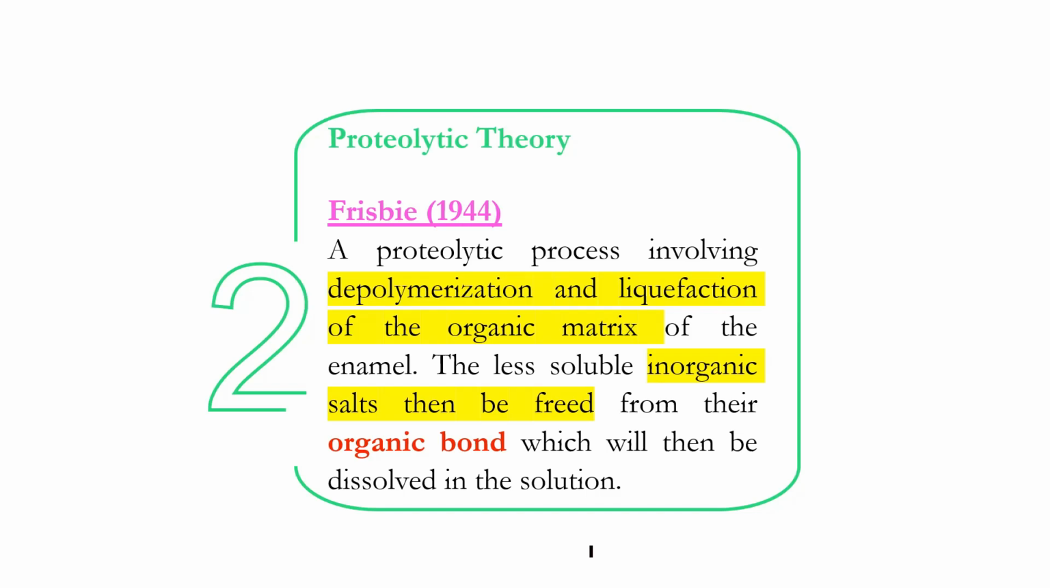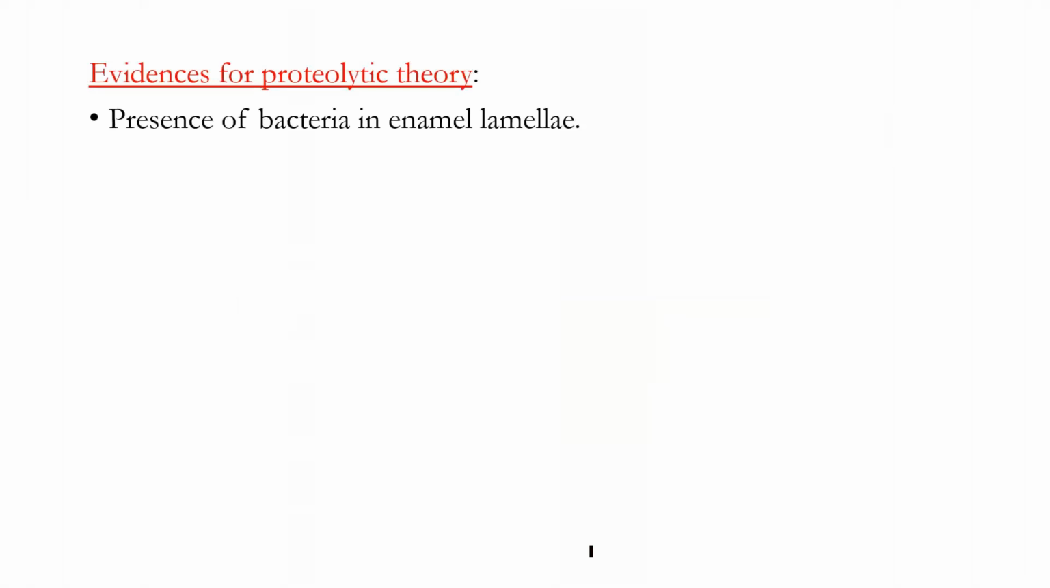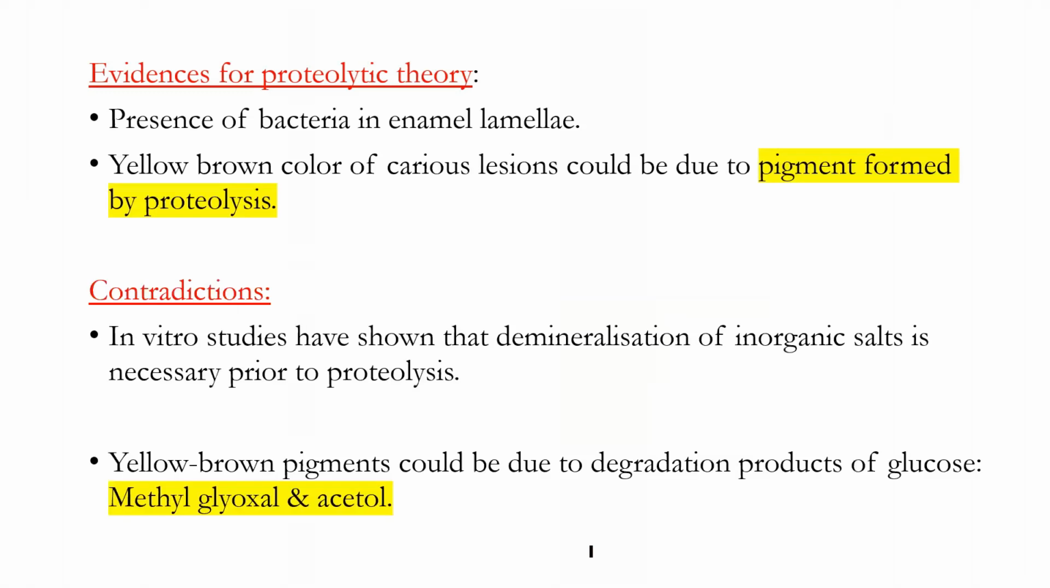The next theory is the proteolytic theory, and Gottlieb proposed it, where he said that caries happened because of a proteolytic process. So he said that there was an initial breakdown of the protein matrix or the organic matrix, and because of this, the inorganic salts became freed from their organic bond and were later dissolved. So this was his theory. There were some evidences for this proteolytic theory, as in we could see the presence of bacteria in enamel lamellae, which are considered proteinaceous structures or organic structures. And the yellow and brown color of carious lesions could be due to the pigment which is formed by proteolysis.